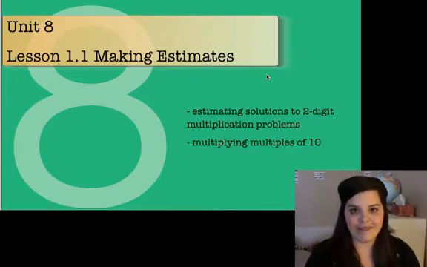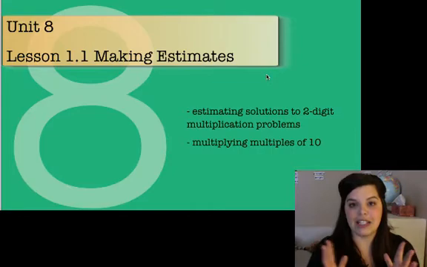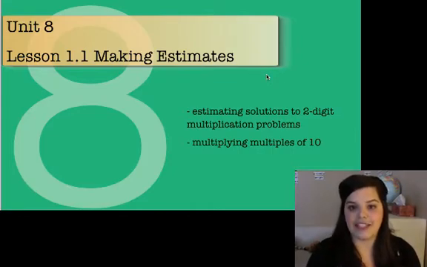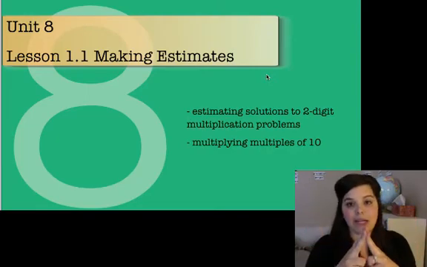Let's get started. This is lesson 1.1, making estimates. Hopefully you've heard that word estimates before. It means close to, not quite, maybe a little bit above, maybe a little bit below, but a close answer, an educated guess. And so in this lesson, we're going to be learning how to estimate solutions of two-digit multiplication problems. So that's a two-digit number times a two-digit number multiplied together, and we're going to find those estimate answers.